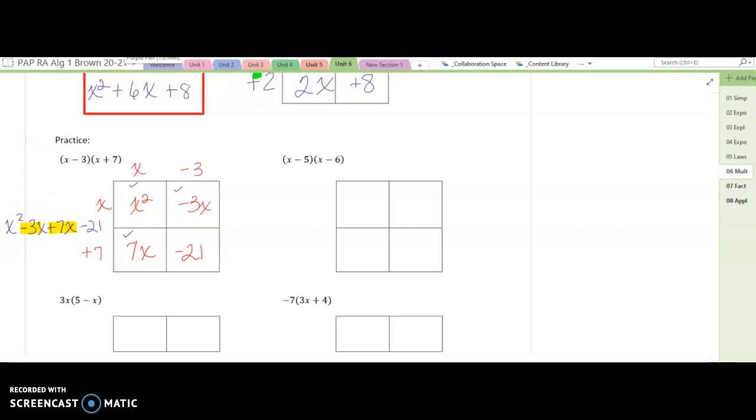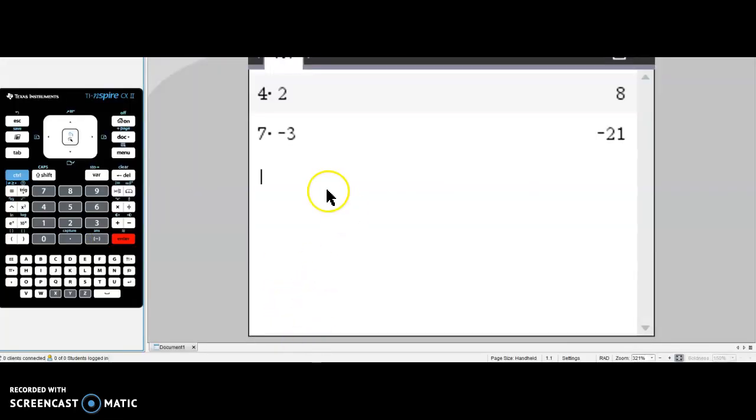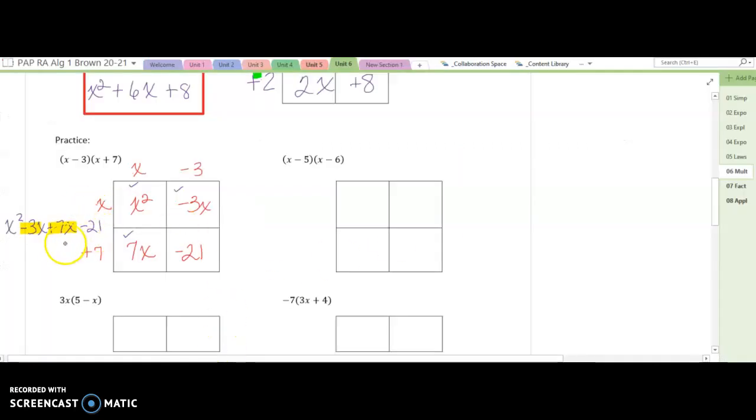And you remember when we are simplifying, we add those numbers in front of the variable, right? So let's do that in our calculator to make sure that we get the right answer. So I have a negative 3 plus 7, and that gives me a positive 4. Okay, so I have x squared plus 4x minus 21. All right, and once I get that, man, I'm good.